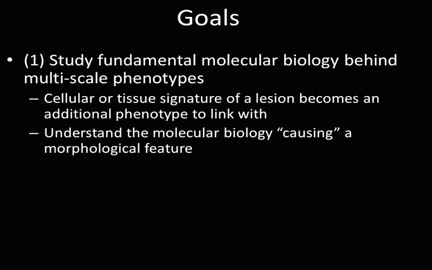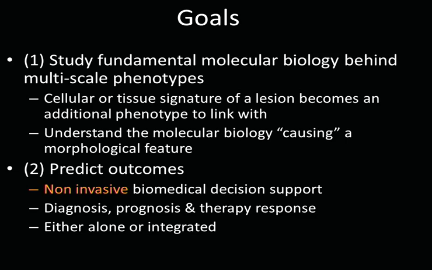And so what are our goals? First, we want to study the fundamental molecular biology behind multiscale phenotypes. So we want to see, is there any cellular or tissue signature of a lesion? And these signatures essentially become additional phenotypes to link with. And we want to know what is the biology causing these phenotypes. And secondly is essentially the opposite direction, where we're using the imaging to predict molecular information. Because that essentially gives us non-invasive biomarkers for biomedical decision support, and this allows diagnosis, prognosis, and treatment response predictions. And we can do this either alone or integrated.